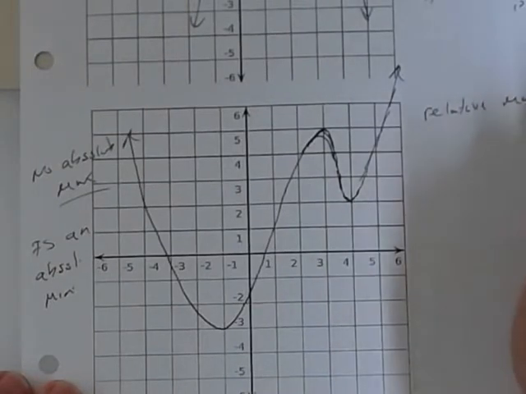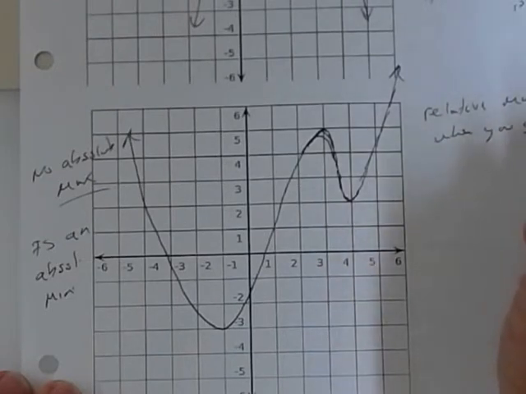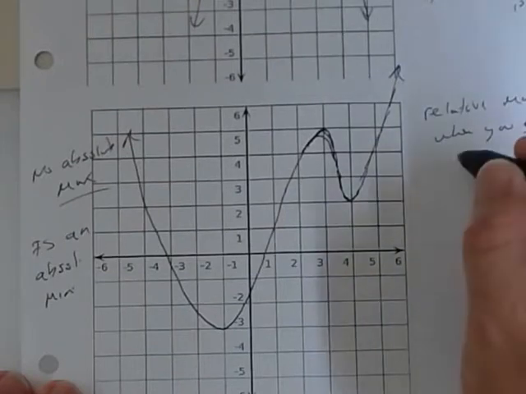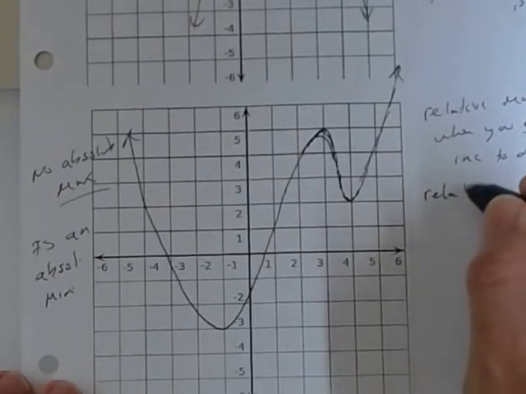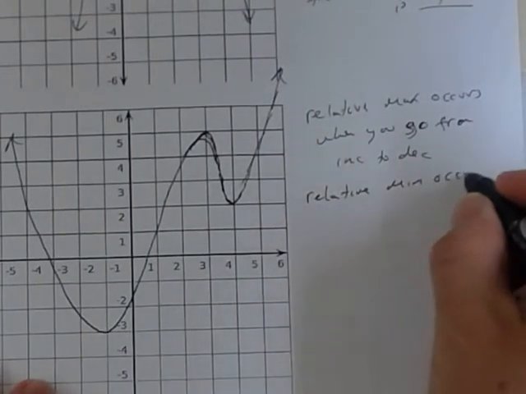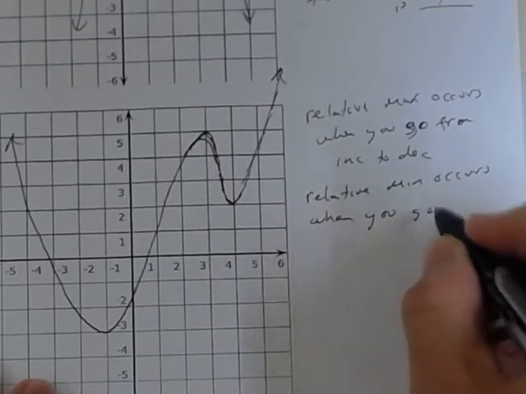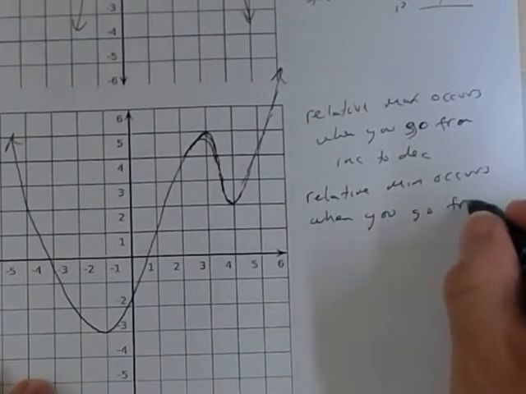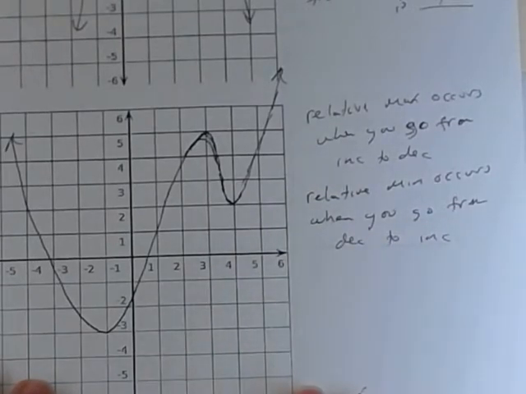All right. So a relative max occurs when you go from increasing to decreasing, right? And then the relative min occurs when you go from decreasing to increasing. Okay?